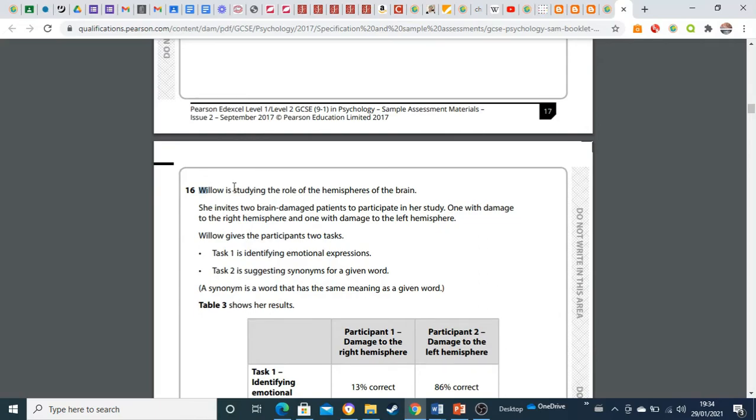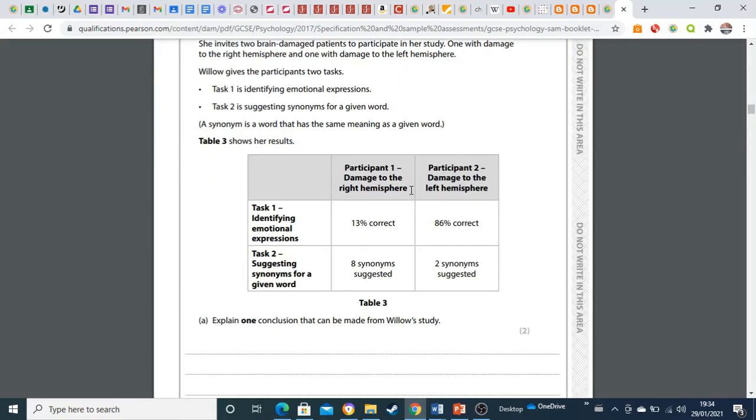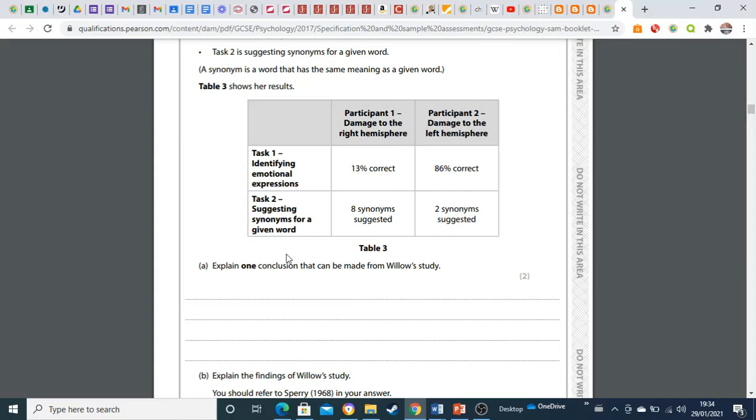So Willow is studying the role of hemispheres of the brain. Now this is a stats and methods question, but if you want to have a go at it, you can.